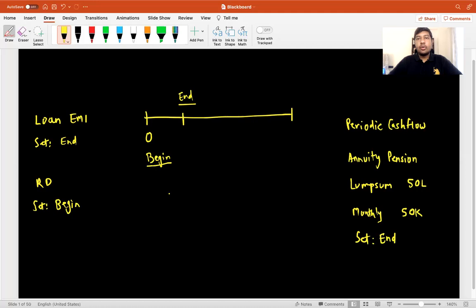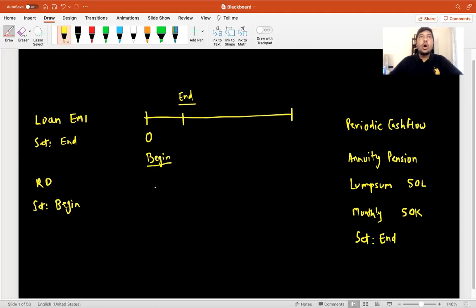Once you have the question, read the question and try to see what is the frequency given. Typically, in the question, the frequency is mentioned, not directly, but indirectly. What would the question say? That the investment will start one period later. If that is the case, you need to take set end. If it is mentioned in the question that the investment will start today, then it is set begin.